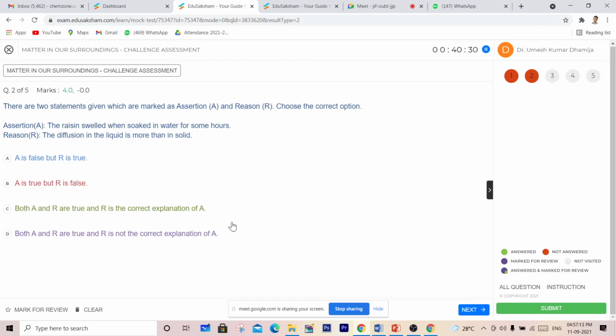Raisins swelled when soaked in water for some time. Yes or no? Yes. What is the reason behind that? It's a process of osmosis. Have you heard about this word osmosis? Movement of the liquid from its high concentration to low concentration. That is called osmosis. It is not diffusion. Remember this? Understand this, or should I explain?